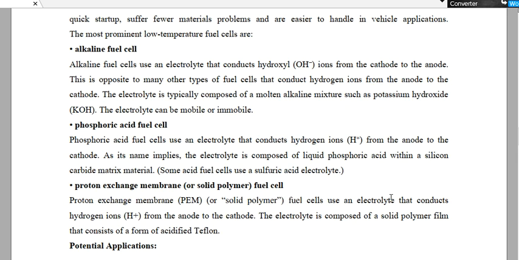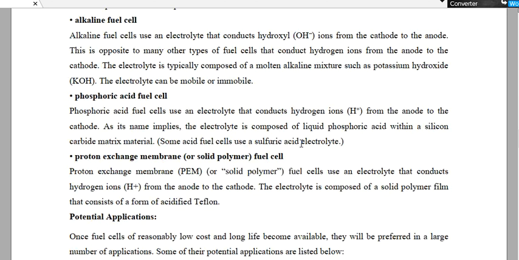So here we learned that first we categorized our fuel cells on the basis of temperature, and then on the basis of different types of electrolytes, and we have given a brief introduction of all types of these cells.